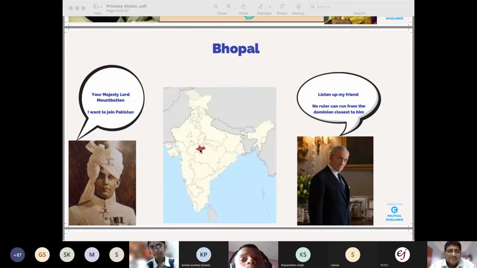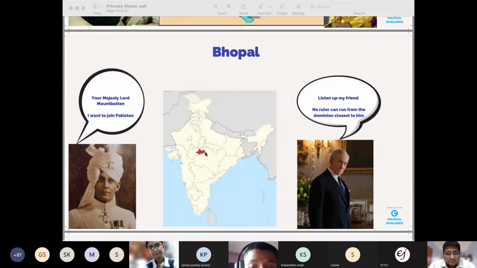So even if you look at the map of Bhopal, which is there on your screen, the red color that you see was the princely state of Bhopal, and it was nowhere possible for Bhopal either to join Pakistan or remain independent, because it was surrounded by Indian land on all four sides. So ultimately, by July 1947, the ruler of Bhopal was aware that a large number of princes from central India had already acceded to India, and ultimately he decided to join India.